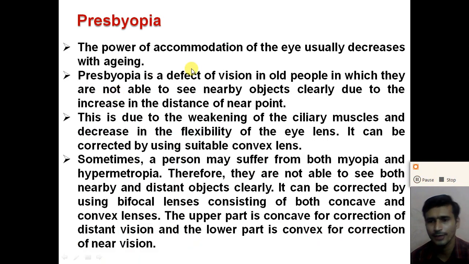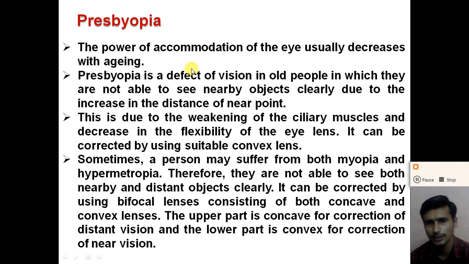So the third defect of vision is presbyopia. What is presbyopia? The ability to see an object clearly and comfortably depends on the focal length of the lens, or we can say the radius of curvature of the lens, right? The ability to form an image or to see the nearby object and the distant object clearly is called the power of accommodation.